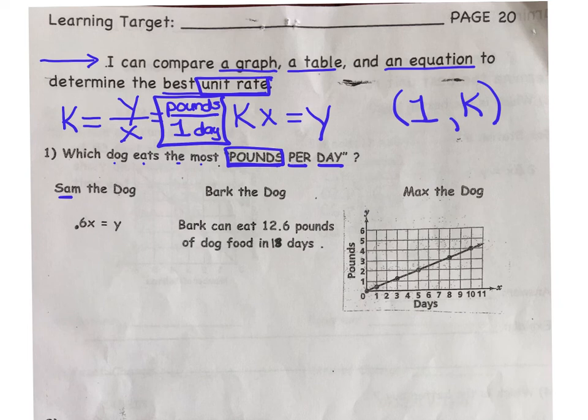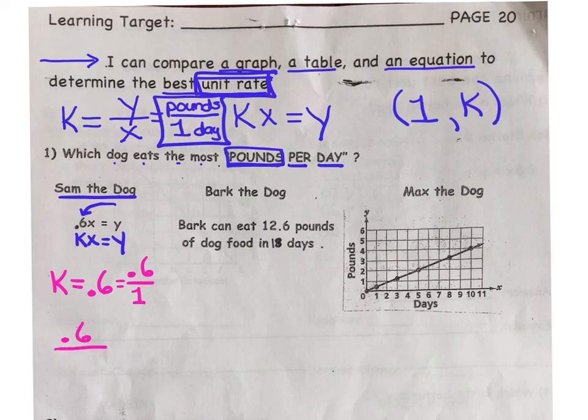Let's begin. Sam the dog. In this case, they've given us an equation, K times X equals Y. It's our job to find the unit rate. Well, we know that K equals 0.6. Let's write that as a ratio. 0.6 over 1. If we take that ratio and dress it up with some units, let's write it down here.